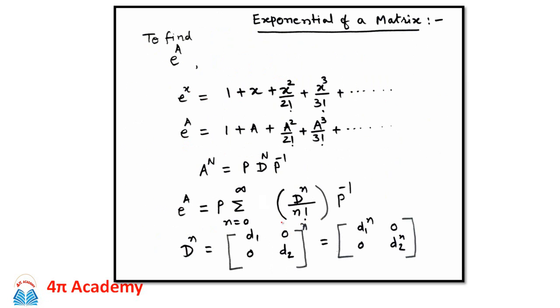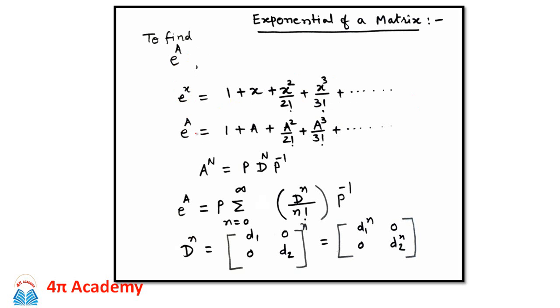Then next is the exponential of a matrix. To find the exponential, that is e raised to power A, we know that we can expand e raised to power x as 1 plus x plus x square by 2 factorial plus x cube by 3 factorial plus and so on.